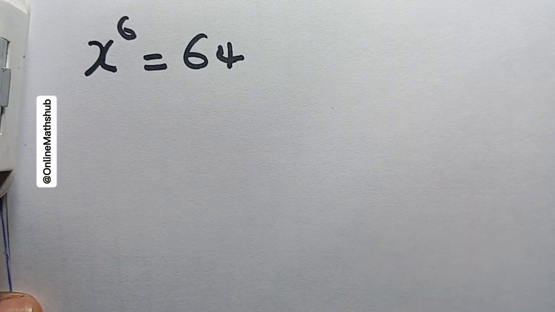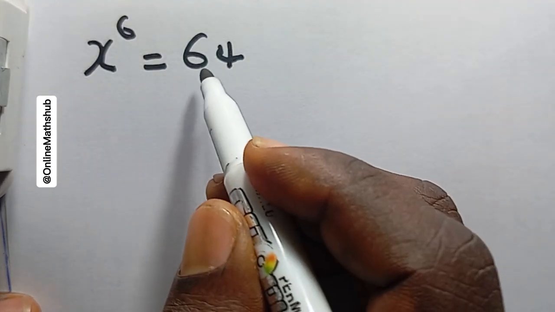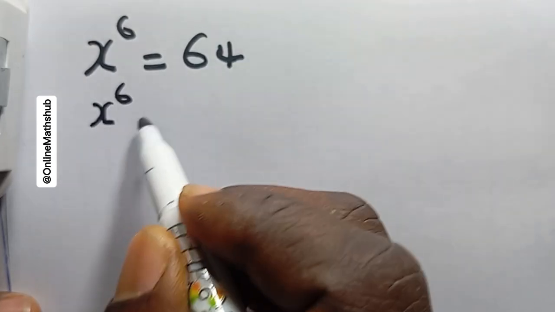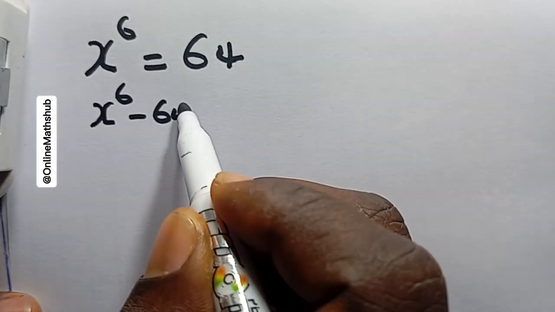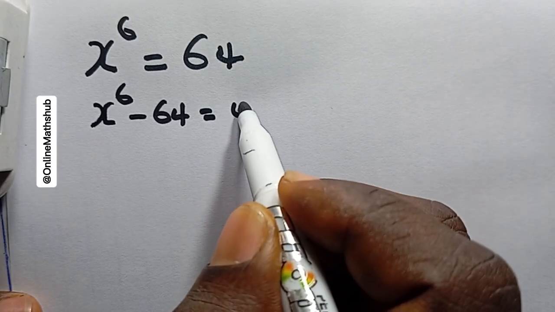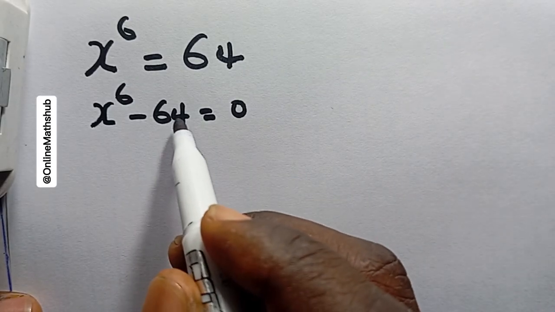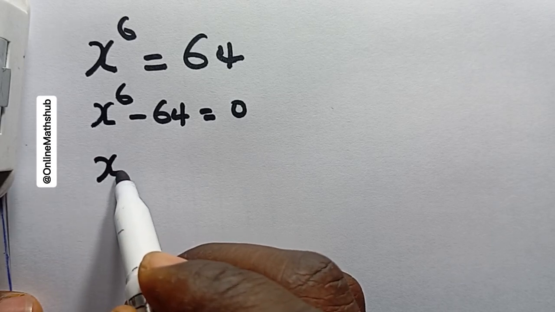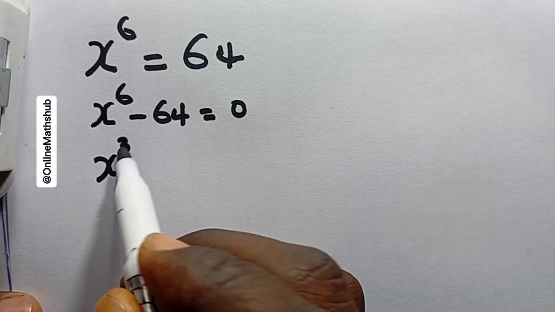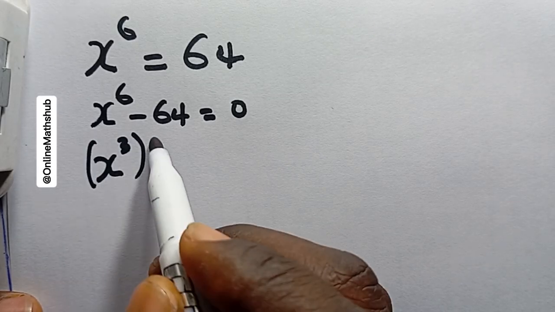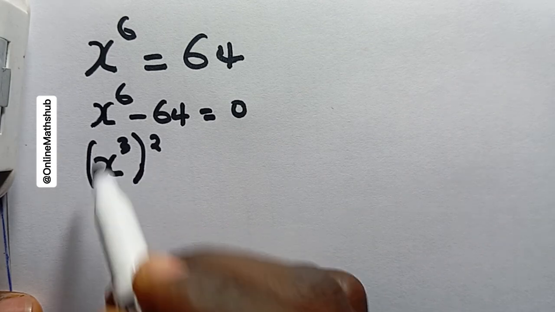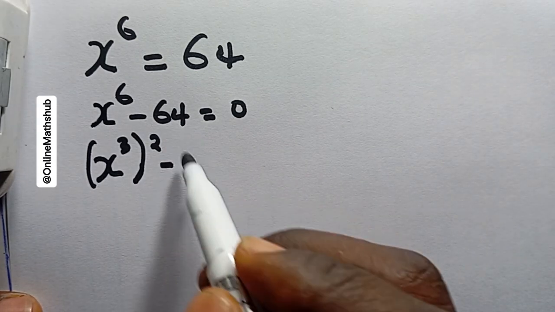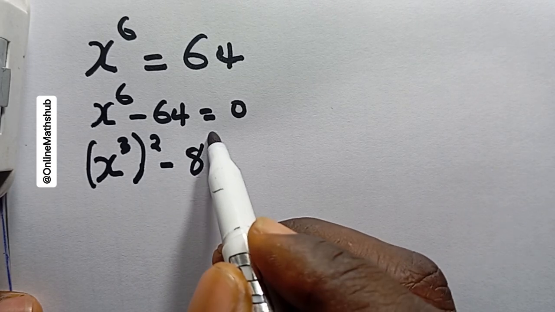Okay, so the first thing I want to do is to subtract 64 from both sides. If I do that, I'm going to have x power 6 minus 64 is equal to 0. Okay, so I can go ahead and rewrite this x power 6 as x power 3, and then power 2, which doesn't change anything because 2 times 3 will still give me 6, minus, then I can write this 64 as 8 power 2.